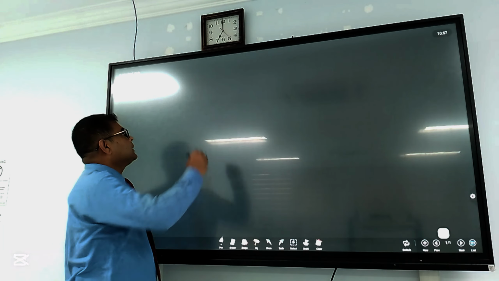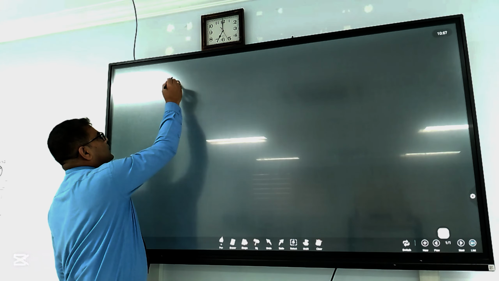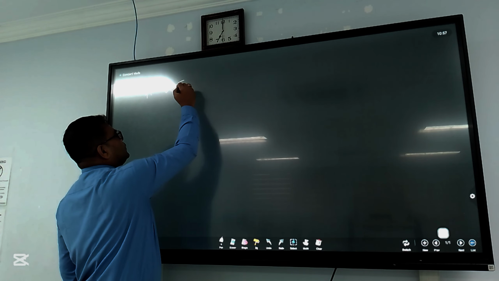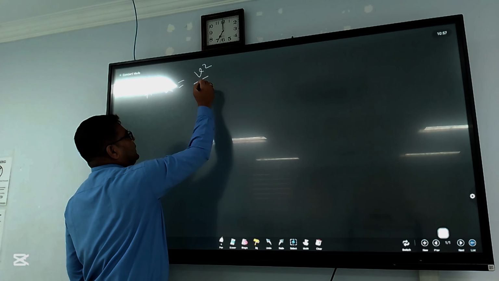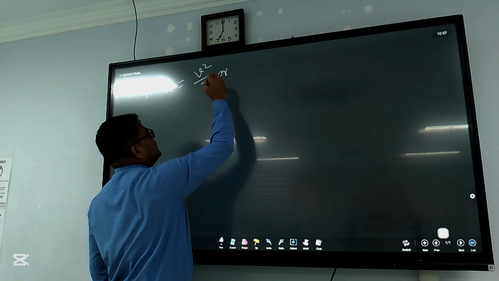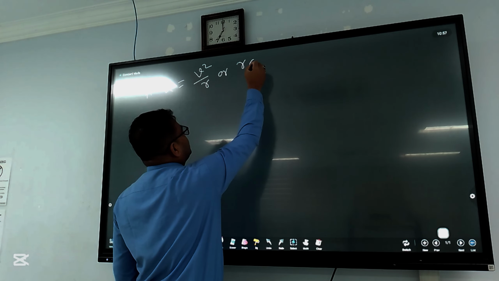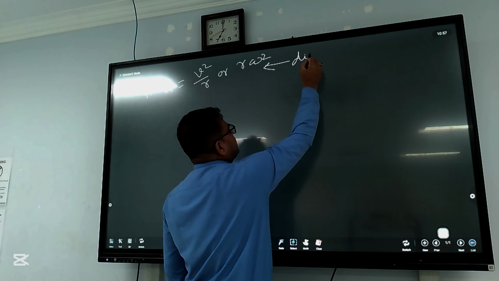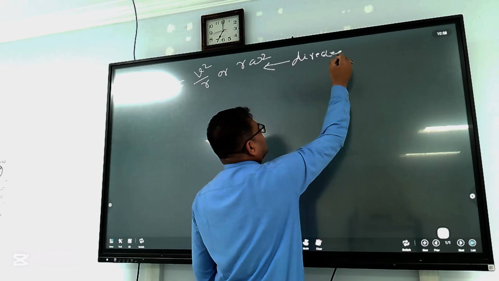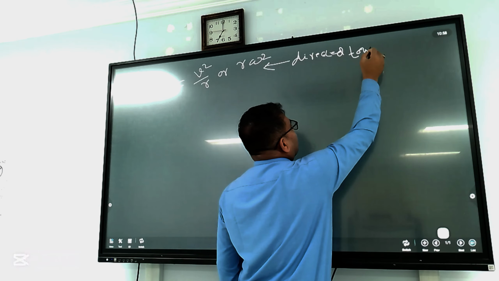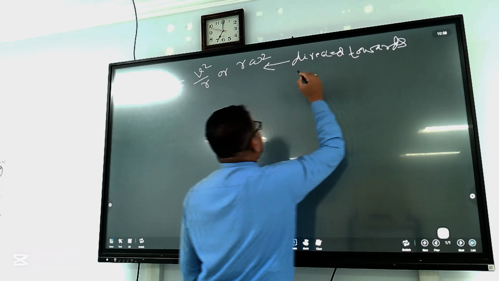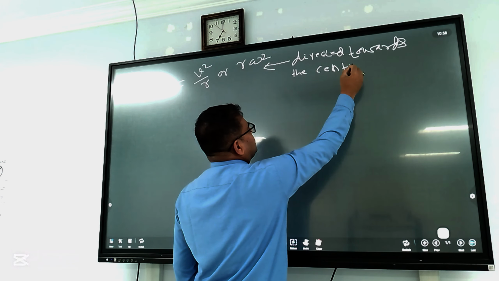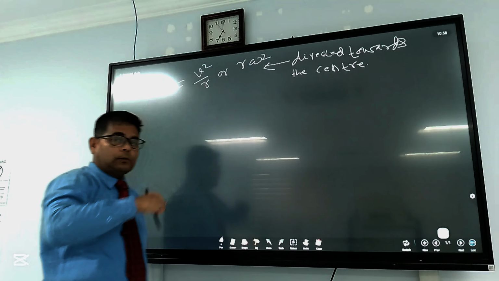Let's try again the relation a equals v squared by r, or you can say this as r omega squared also, and you see that this is directed towards the center. Center means the center of its circular path.